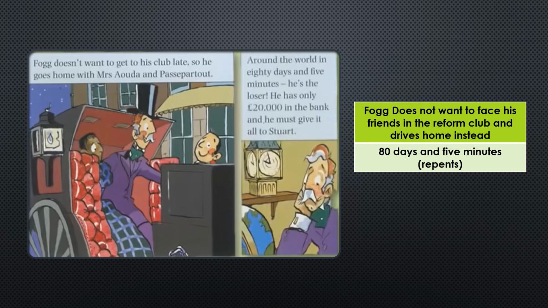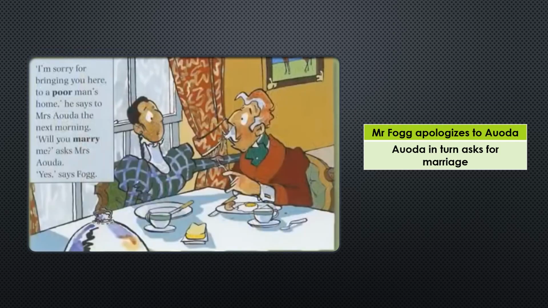Fogg, dejected, doesn't want to go and meet his friends at the club. Instead, he goes home with Passepartout and Mrs. Auda. Around the world in 80 days and 5 minutes. He's the loser. He has only £20 in the bank, which he must give Mr. Stewart, as Mr. Stewart is the winner of the wager.